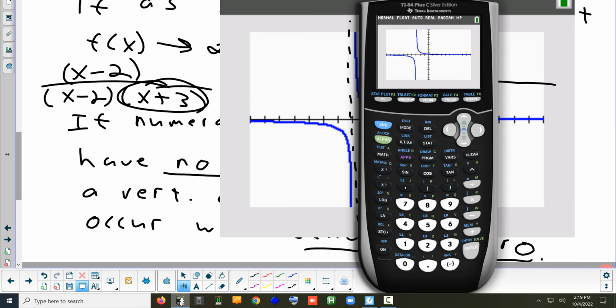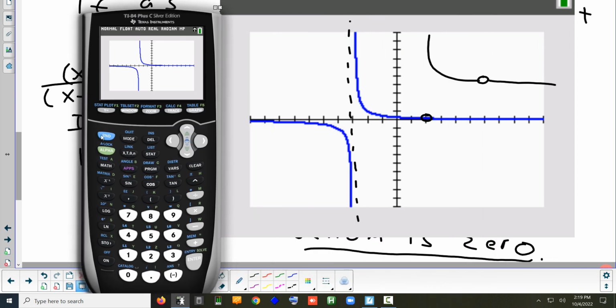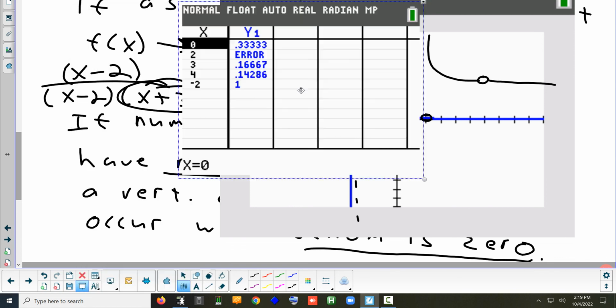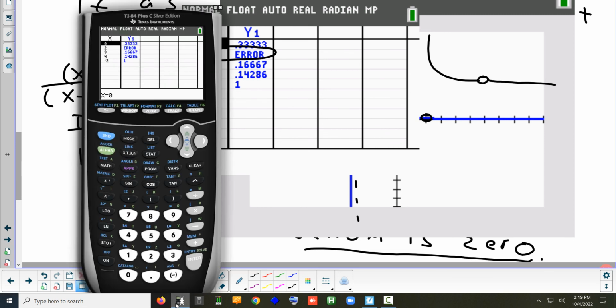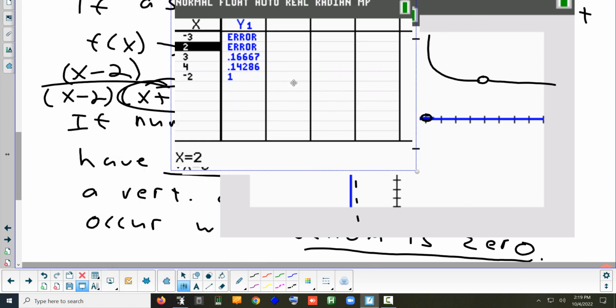And, if you don't believe me, go to the table and try typing in the number 2 and look at what you get. Error. You can't type 2 into this graph because it causes you to divide by 0. It's just not an asymptote. You can't type in negative 3 either. Those are the two numbers you can't type in, but only one of them gave you an asymptote.